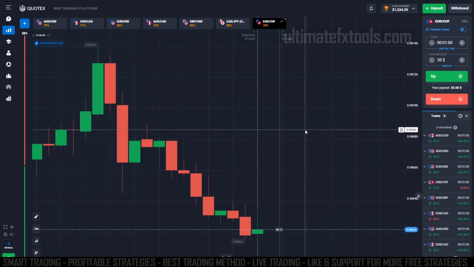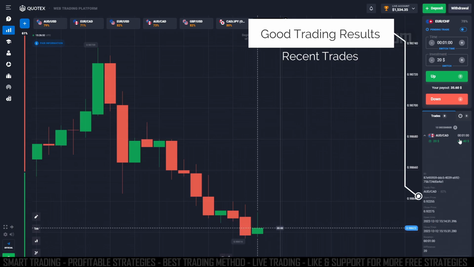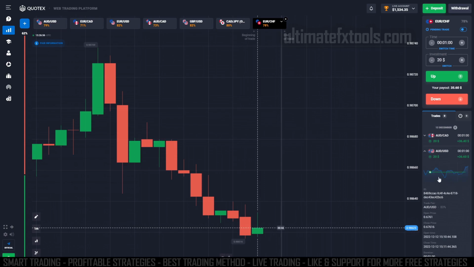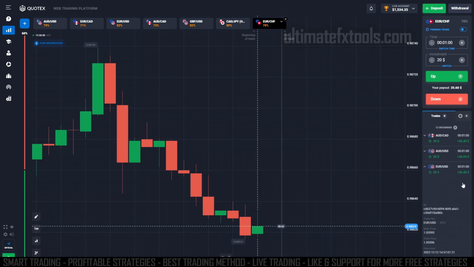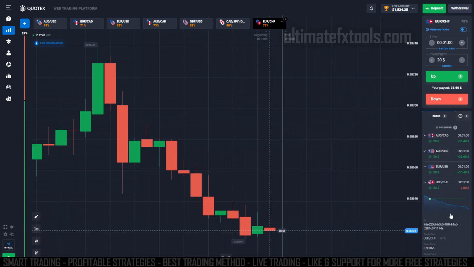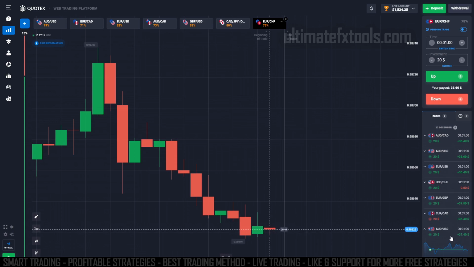I got good trading results over my past trades. The AUD CAD got a good trading result. The AUD USD and Euro USD, they both got a good reputation. Got a loss on USD CHF, but was still profitable on recent trades. This keeps my balance from 700 to 1500.